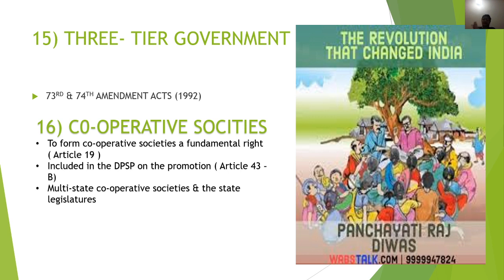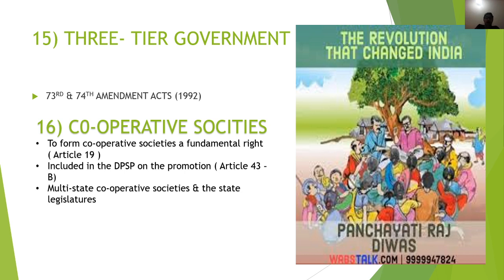So basically, the 73rd Amendment gave constitutional recognition to all the panchayats, that means the rural areas, by adding part 9 and a new 11th schedule to the constitution. Similarly, the 74th Amendment gave constitutional recognition to the municipalities, that is the urban local government, by adding a new part 9A and a new 12th schedule to the constitution.